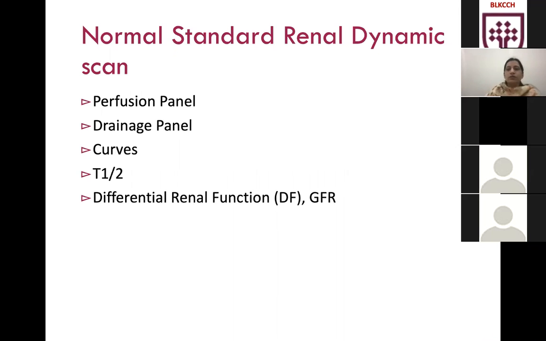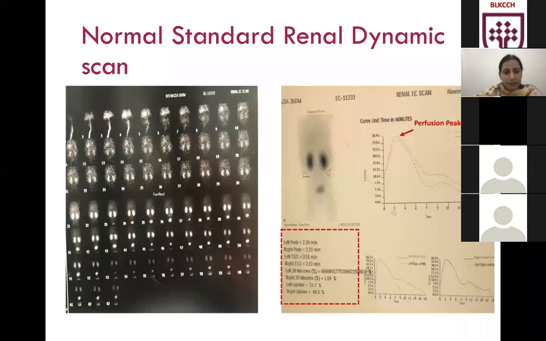So this is also known as renal dynamic scan, as against the static scan in DMSA, because here we are studying, taking images as the tracer is being taken up by the kidneys and excreted through the kidneys. So there are five parts: a perfusion panel, drainage panel, the curves, the T half of excretion of the tracer agent, and then differential renal function in GFR. We can get all this information from renal dynamic scan. All these three are also known as renal dynamic scan.